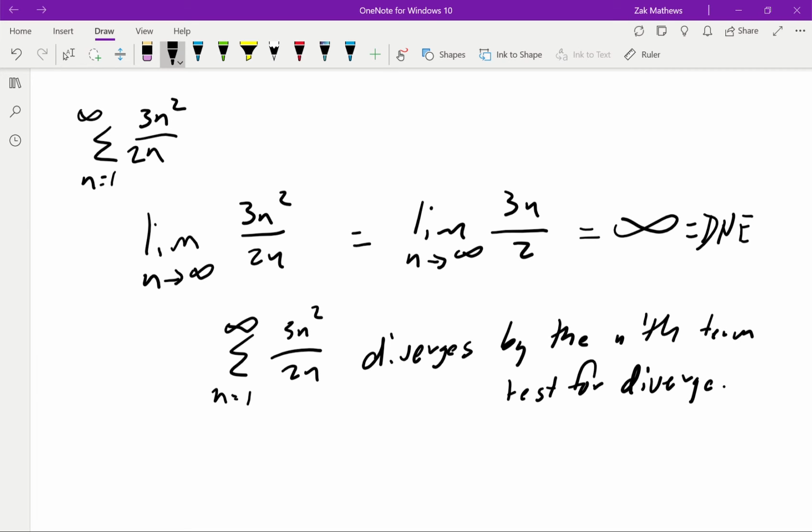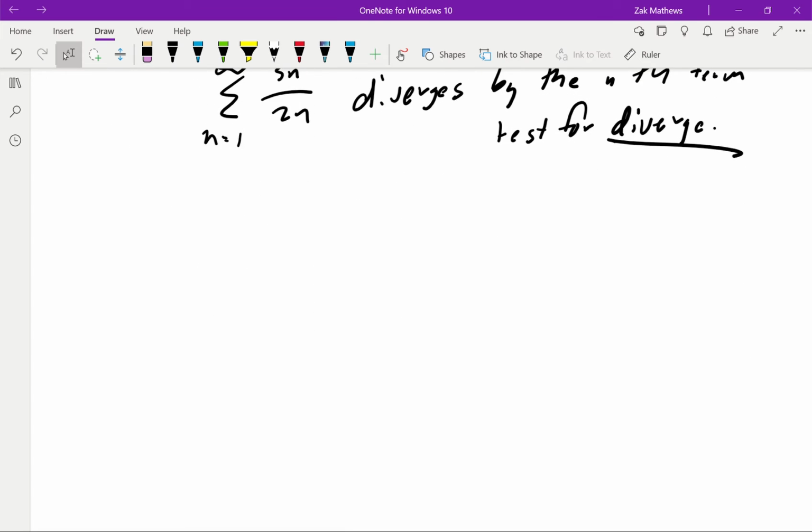Now I'm going to again stress what I stated earlier in this video, which is that if we show that the limit of the sequence does go to 0, that does not prove convergence. The nth term test for divergence will never prove convergence. It only proves divergence. It's right in the name. Never tell me something converges using the nth term test for divergence. And let's see an example where that would be true.